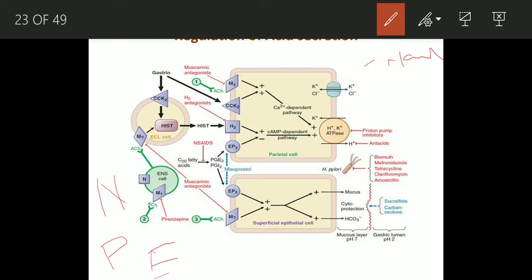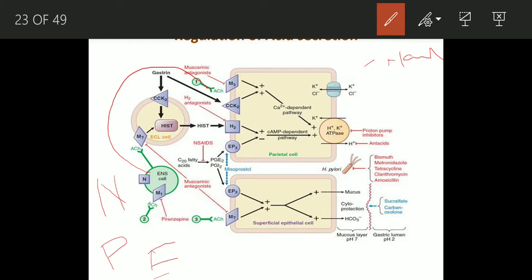The acetylcholine is released, which in turn acts on the M1 receptors present on the enteric nervous system. So this is in turn responsible for releasing the acetylcholine. The released acetylcholine can act in two ways. One is it directly binds to the M3 receptors present on the parietal cell apical surface.